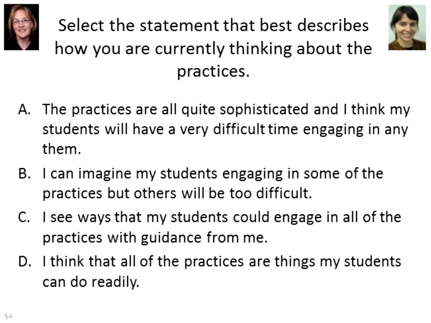So I wanted to pause here and have you think about what we've just talked about, both kids' capabilities, the set of practices that are presented in the framework and the NGSS, and then reflecting on your own experiences working with kids, and select which of these answers best describes how you're currently thinking about the practices.